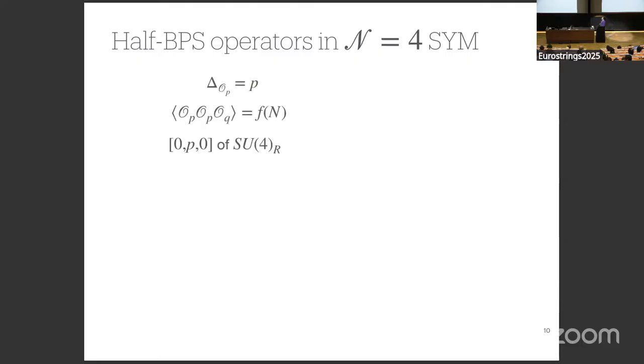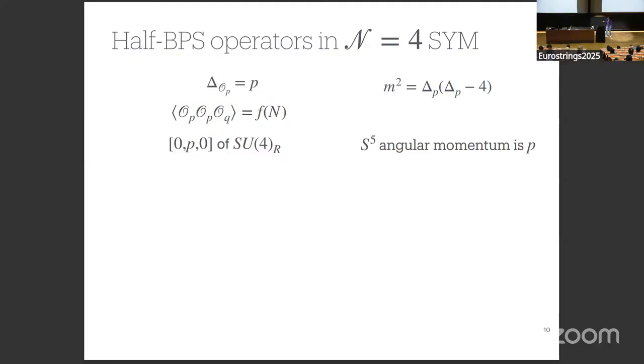Let me list them, and then we can discuss what they are. Generically, I'm going to discuss in this talk 2 classes of protected operators. The first class is half BPS operators. The dimension of a half BPS operator is fixed to be some number, and this number is related to the way in which they transform under R symmetry. So if we take a half BPS operator, the dimension is equal to p, and they transform under the [0,p,0] representation of the SU(4) R symmetry.